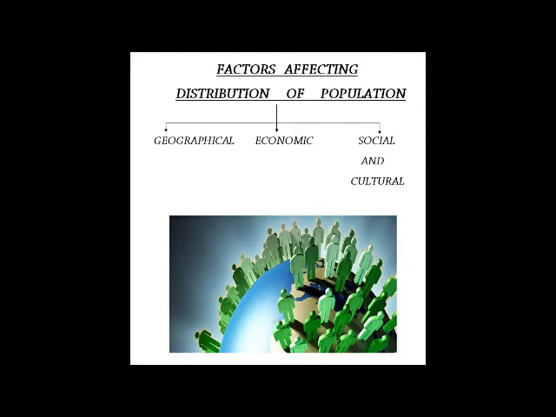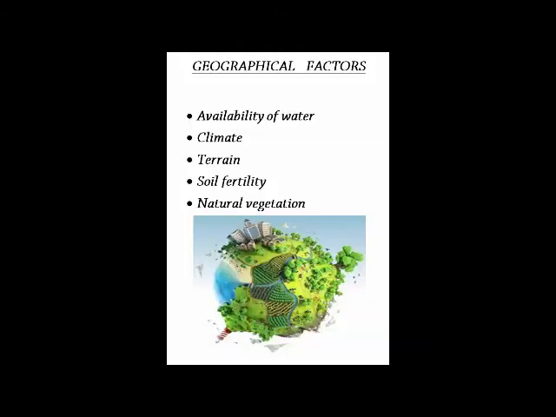Now we'll study the factors which affect the distribution of population. The factors can be divided into geographical, economic, social and cultural factors. So let's study them one by one. We'll start with the first factor, that is the geographical factors.